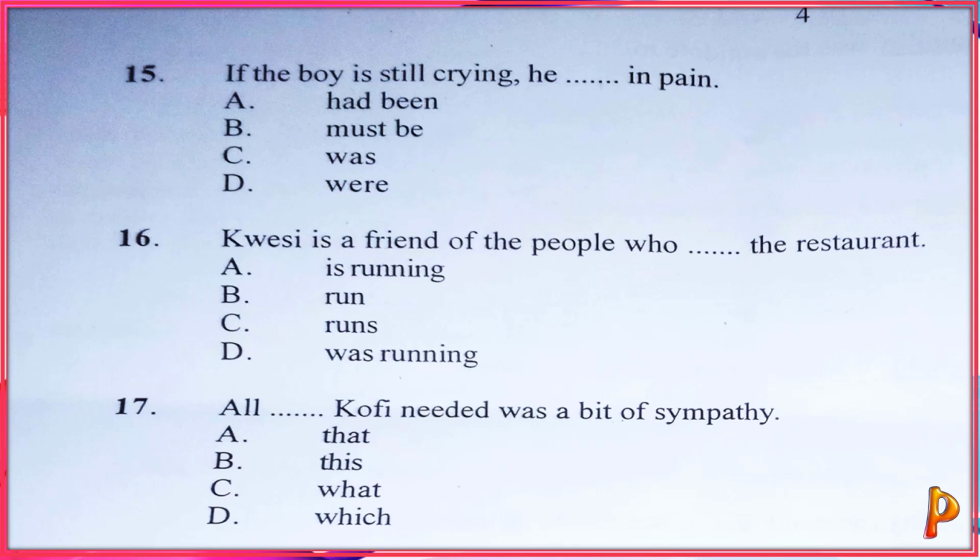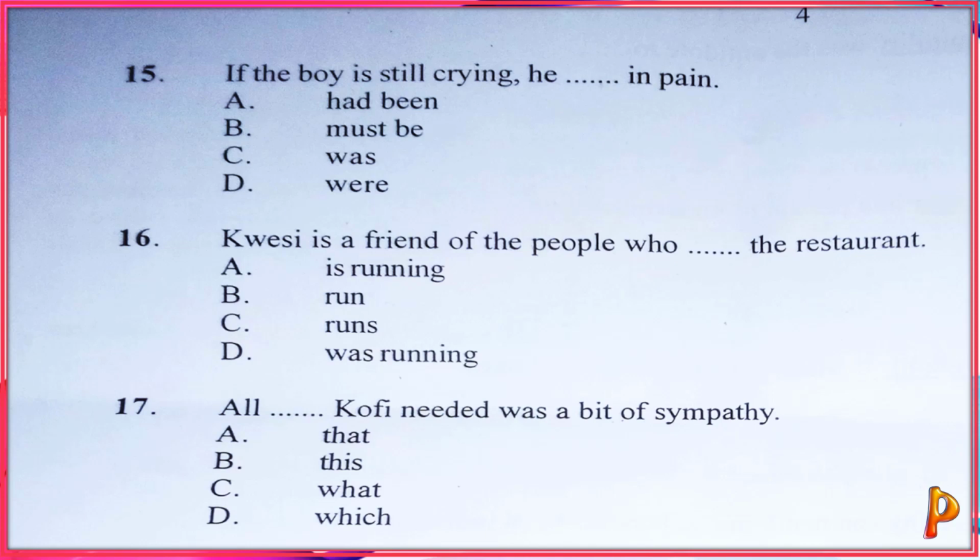Question 15. If the boy is still crying, he dashed in pain. A. He had been in pain. B. He must be in pain. C. He was in pain. D. He were in pain. The correct answer to this question is answer space B. If the boy is still crying, he must be in pain.